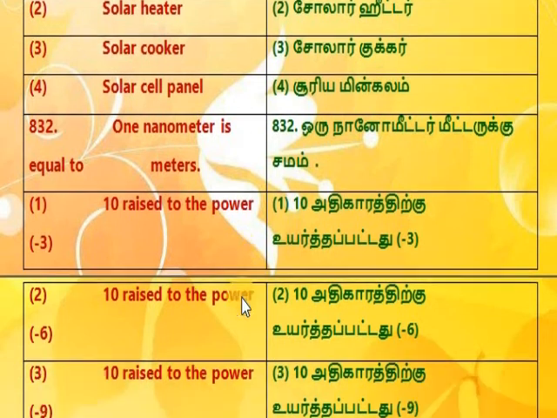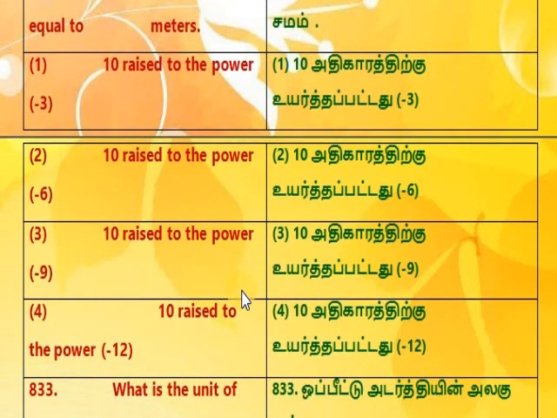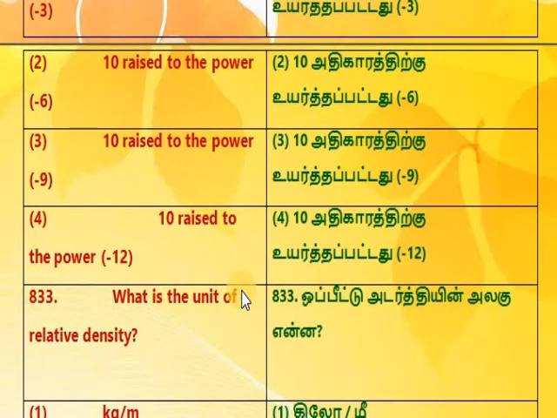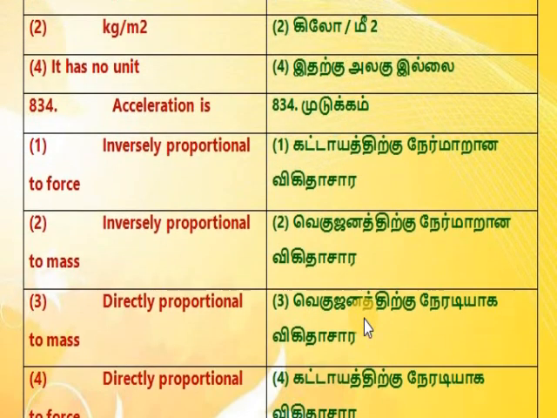832. 1 nanometer is equal to how many meters? 1. 10 raised to the power minus 3, 2. 10 raised to the power minus 6, 3. 10 raised to the power minus 9, 4. 10 raised to the power minus 12. 833. What is the unit of relative density? 1. kg/m, 2. kg/m2, 3. kg/m3, 4. It has no unit.